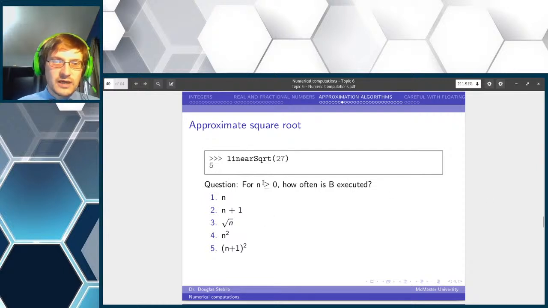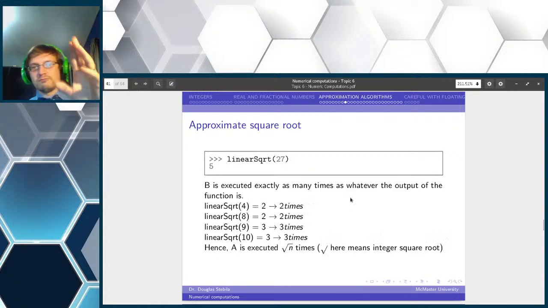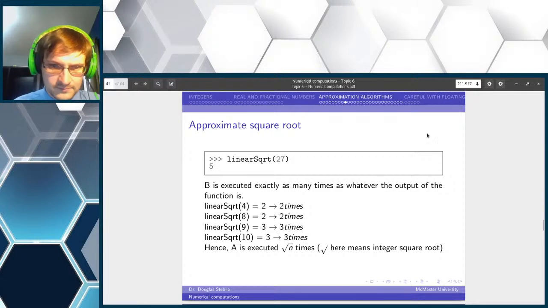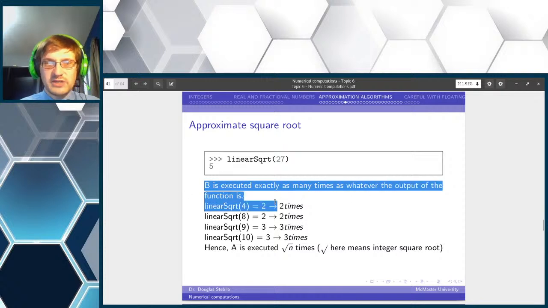So, question, for n greater than or equal to 0, how often is B executed? Again, I'm going to skip these because it takes too long and we need to keep moving, but the answer is the square root of n, because we do one iteration for each number. The number of iterations is equal to whatever the output is, because it's going up by 1 from 0. So B is executed exactly as many times as whatever the output of the function is, yes.